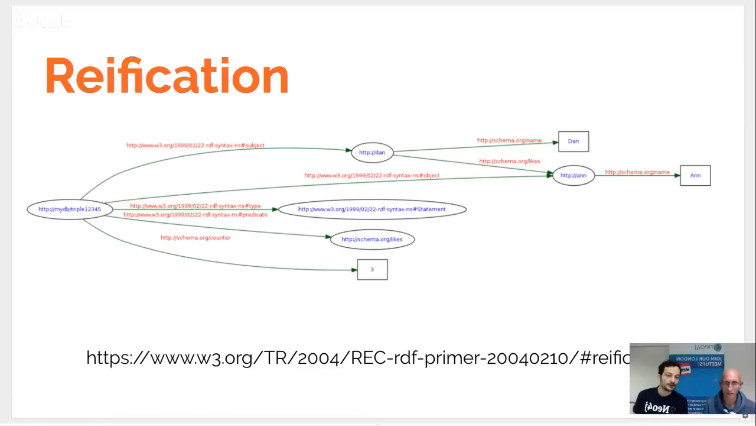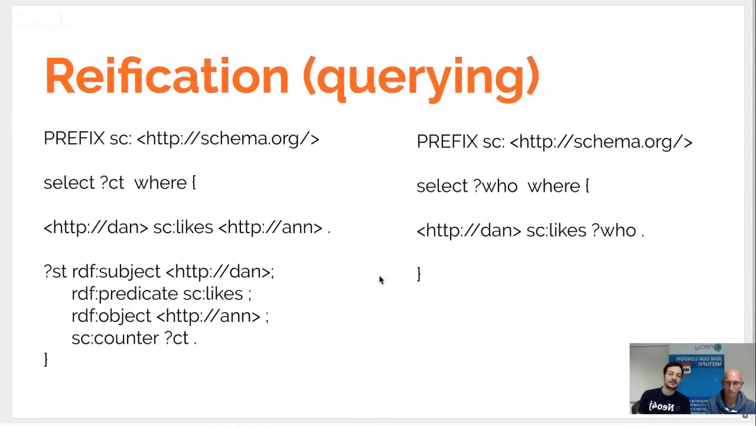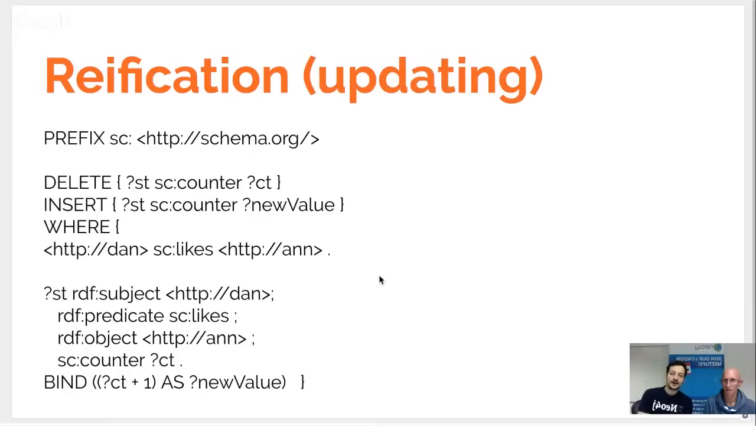If you look here on the right hand side, we have Dan likes Anne. But you want to add a meta model on top of it to be able to say that it does it 3 times. So you're complicating your model horribly in order to accommodate that. So there's a reference if you're interested in that. And the way to query it becomes crazy difficult and hard to maintain. So I doubt that that's something that people are actually using and updating as well.